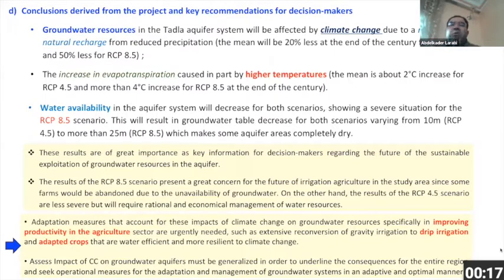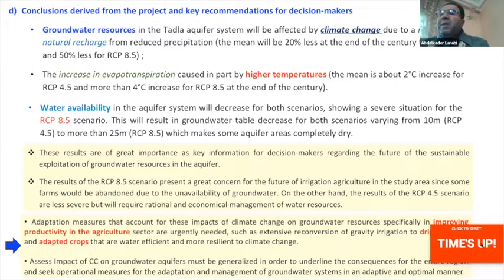And we also need to generalize the assessment of the impact of climate change to the other groundwater aquifers to underline the consequences for the entire region and seek operational measures for the adaptation and management of the groundwater system in an adaptive and optimal manner.